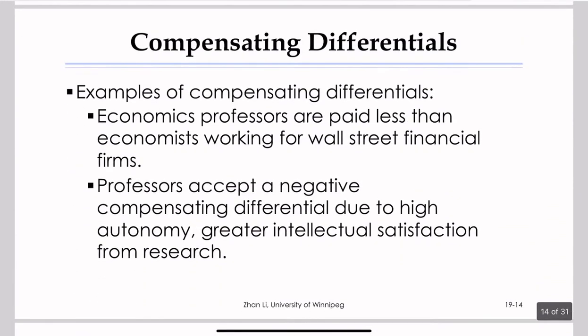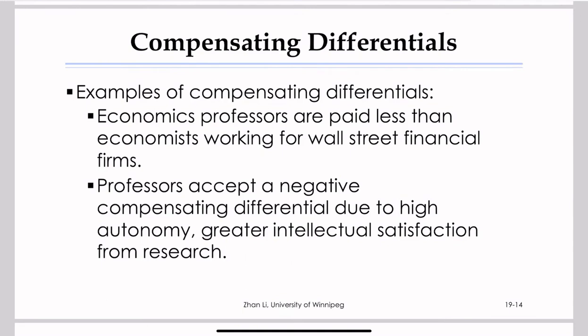And the second example is about economics professors. Generally, if you have a PhD in economics, you can either choose to be an economics professor, or you could work for some banks. If you look at the wage difference, most of the time economics professors have a lower wage compared with an economist working for a bank. So basically, you can see that economics professors have a negative compensating differential.